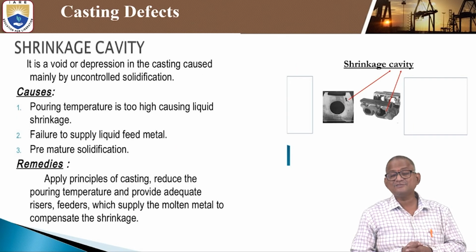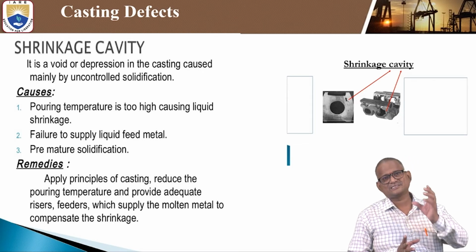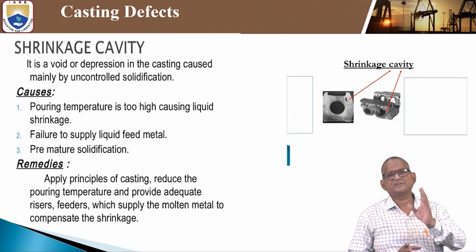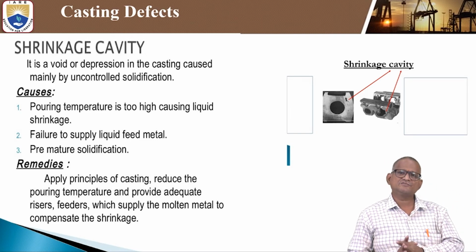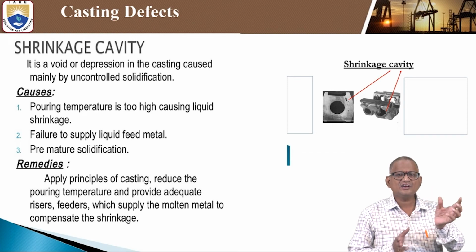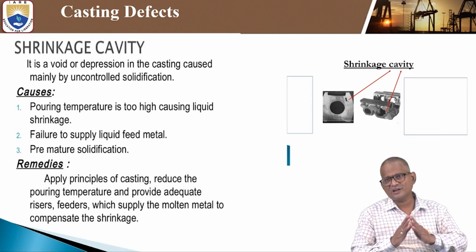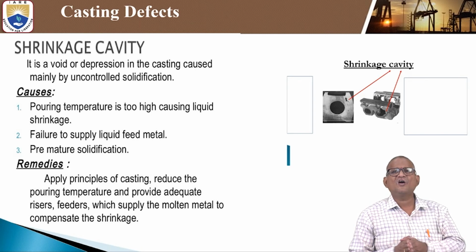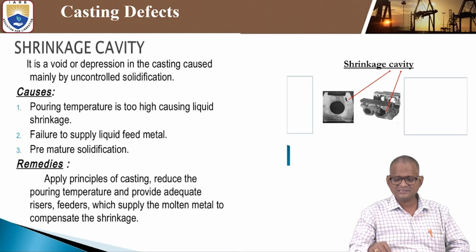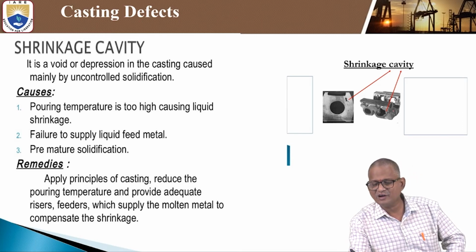And shrinkage, this is about shrinkage. In general, all metals shrink except bismuth, whenever going from liquid to solid. Shrinkage is the term for a depression or void in the casting, caused mainly by uncontrolled solidification. If you are not maintaining the proper cooling time, it automatically leads to an uncontrolled surface. You can see the shrinkage cavity, how it looks.